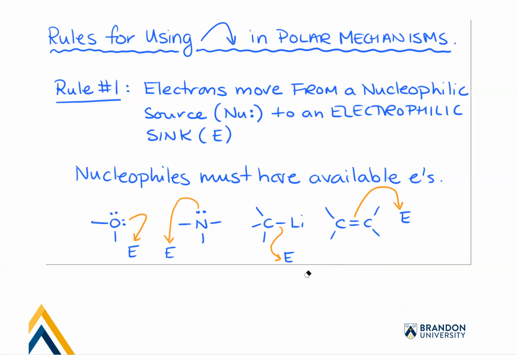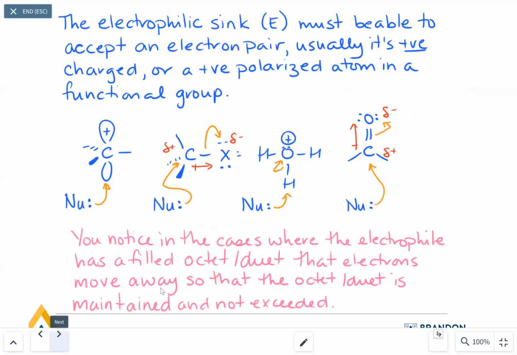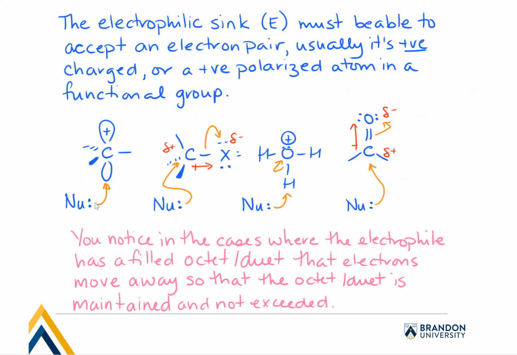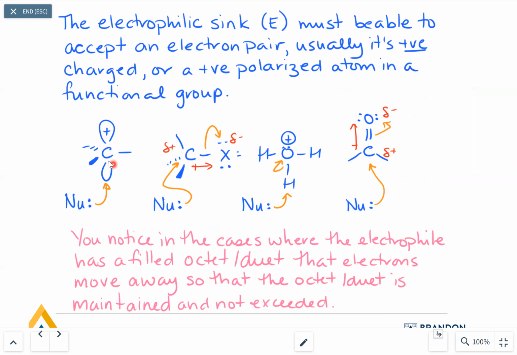All right, so that's the first rule. The second rule is part of the first rule, I guess: the electrophile must be able to accept that lone pair. So it's typically a positive charge, but sometimes it could just be a straight-up carbocation. It could be BF3, which we used before, which has an empty orbital.